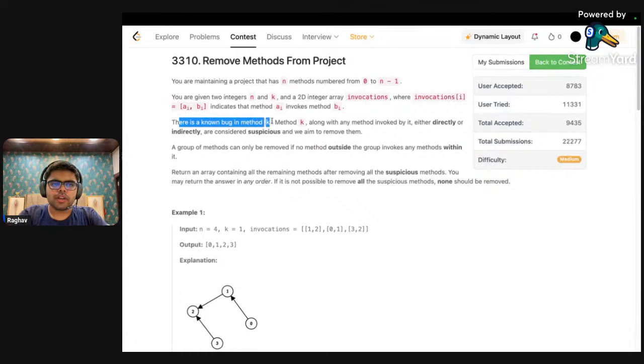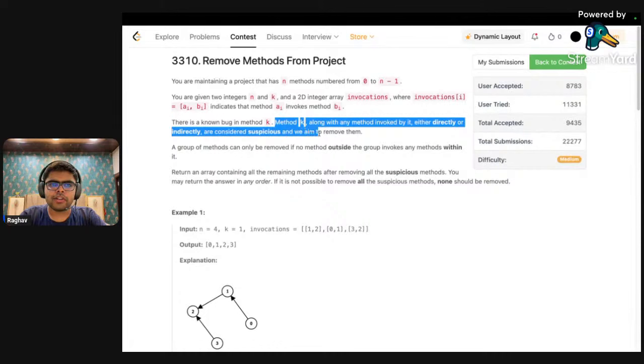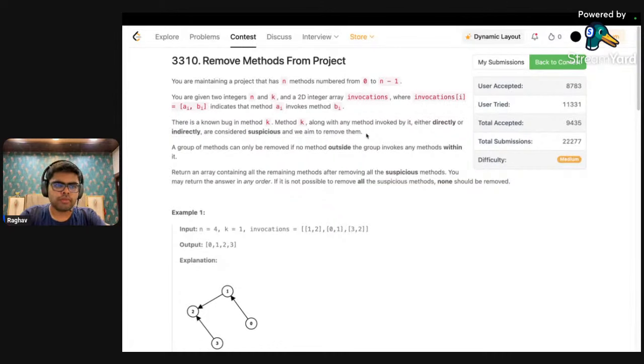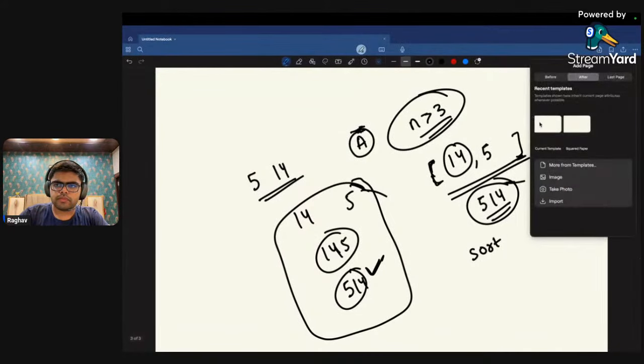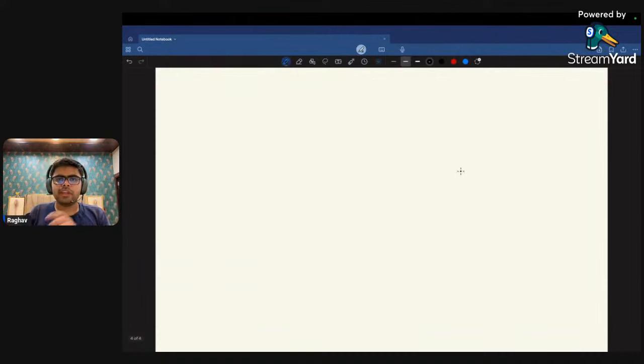There is a known bug in method k, and we are being told that method k, along with any method invoked by it, either directly or indirectly, are considered suspicious, and we aim to remove them. A group of, okay, first of all, let's discuss till this point. So we are being given an integer n, an integer k, and a 2D array with the name invocations.